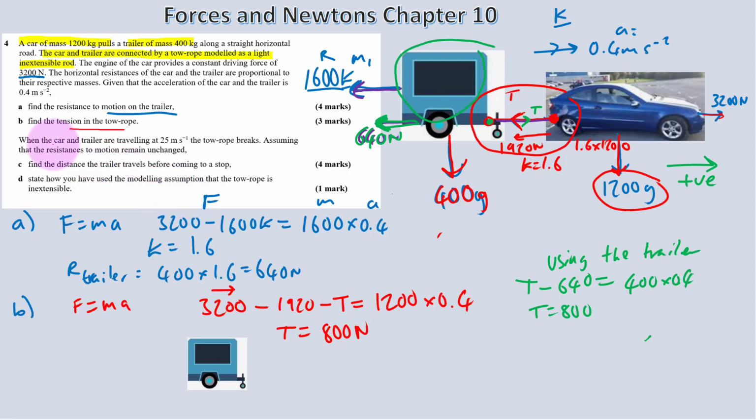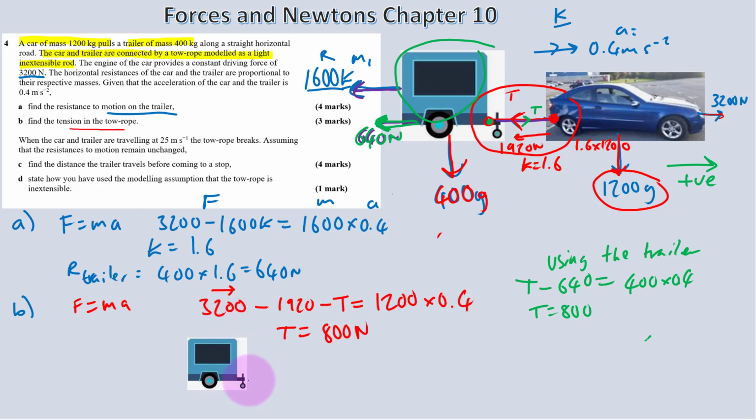Okay, let's have a read of this. When the car and trailer travel at 25 meters per second, the tow rope breaks. Assuming that the resistances to motion remain unchanged, find the distance the trailer travels before coming to a stop. So this will kind of make sense.